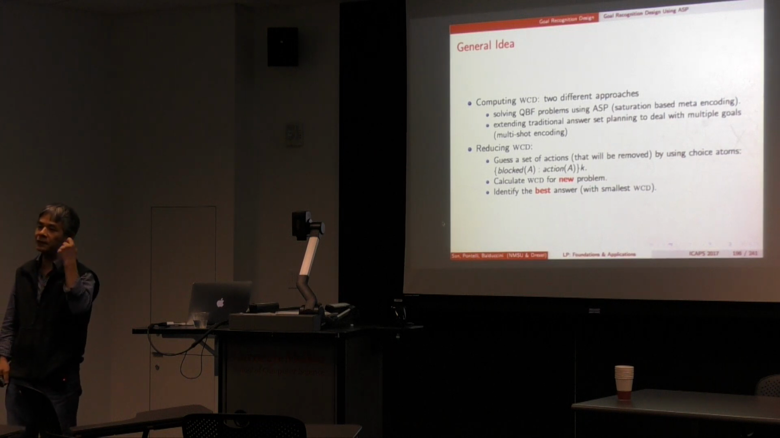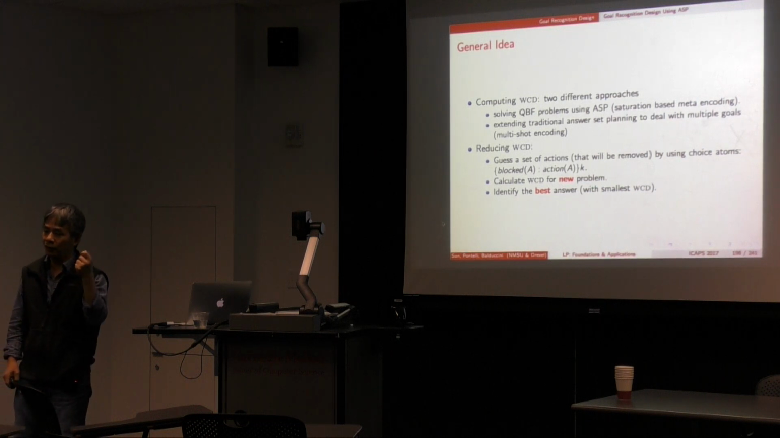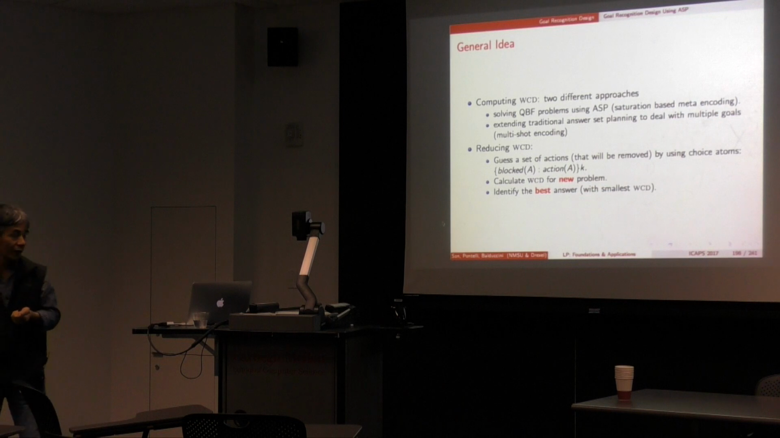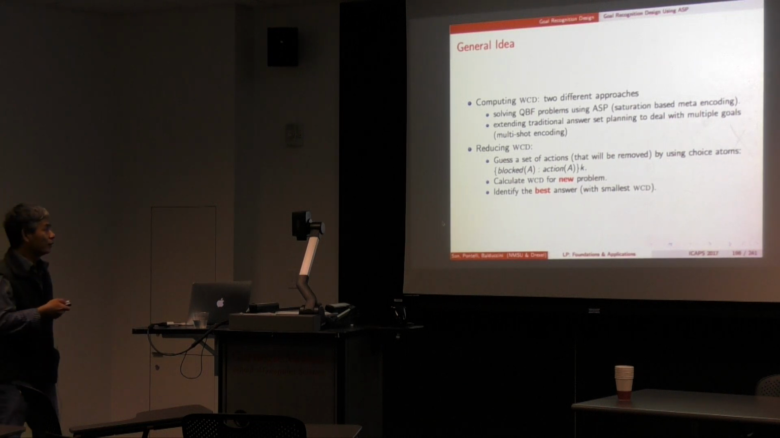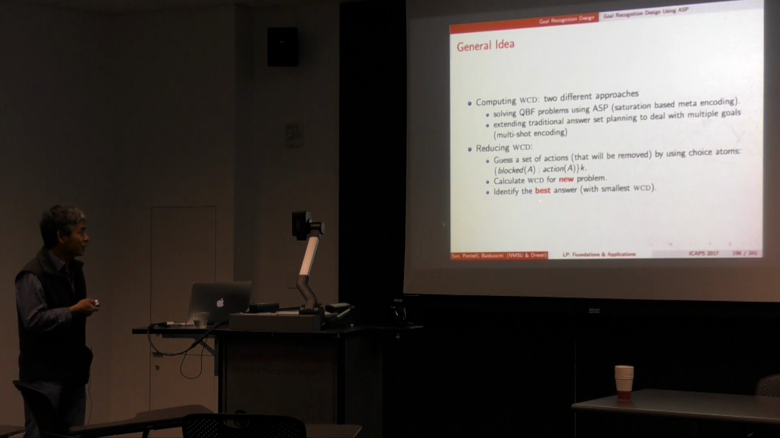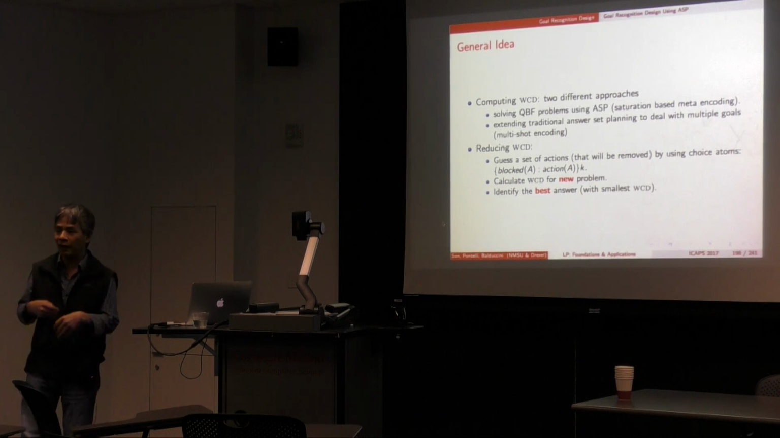One is that we can represent the problem as basically a QBF and use the answer set program to do that. The other one is that we get a set of actions K, and then by introducing this block at most K actions and then not using the actions that are blocked, we generate the plan, right? And so we will try to identify the best answer with that. So that's how we do it.